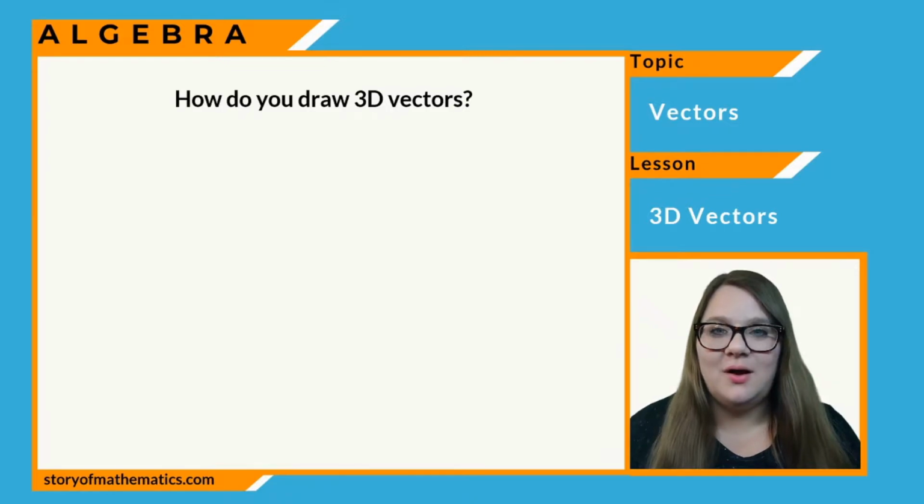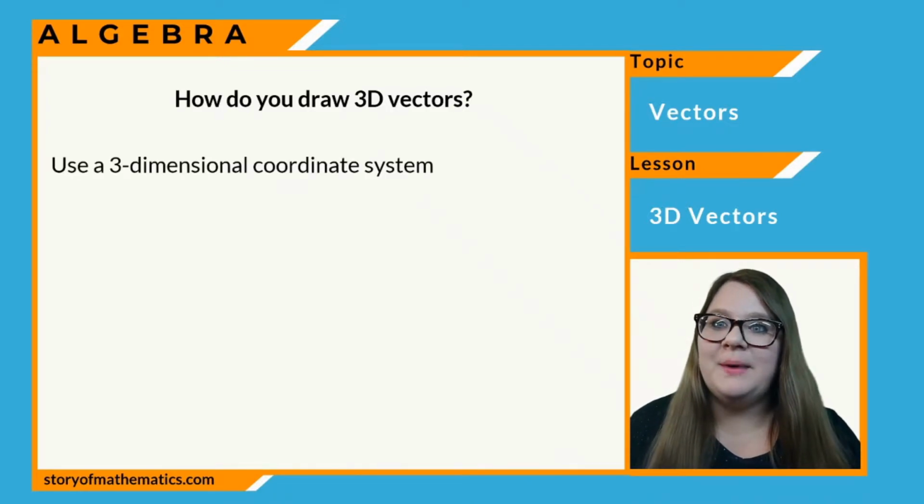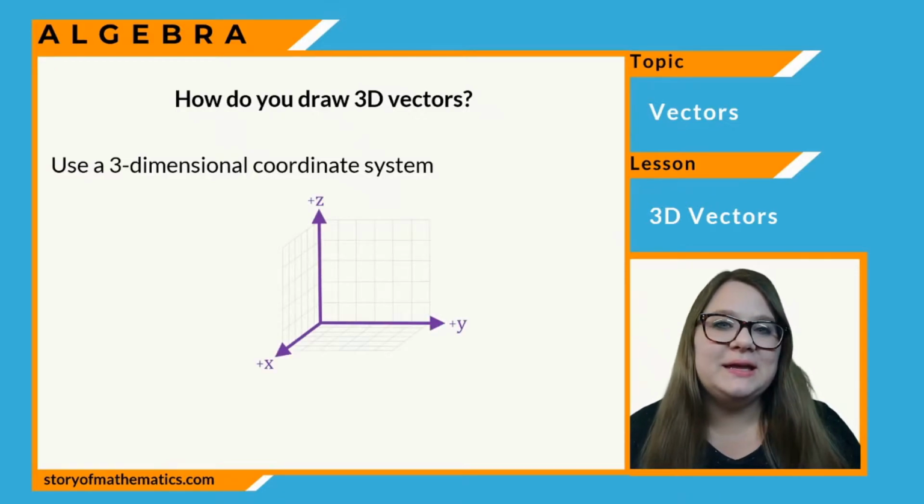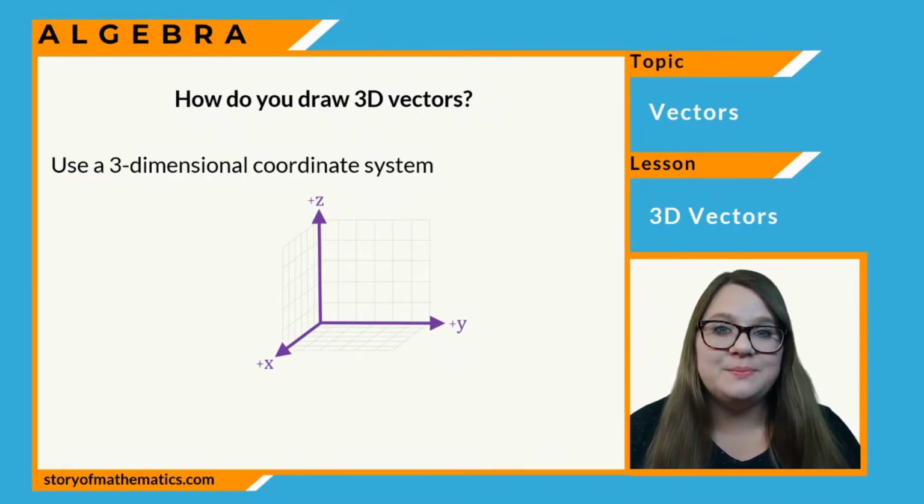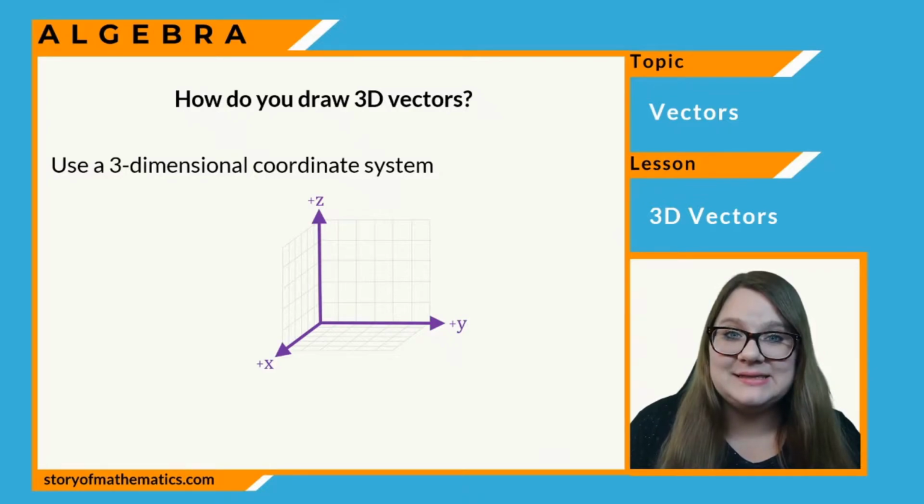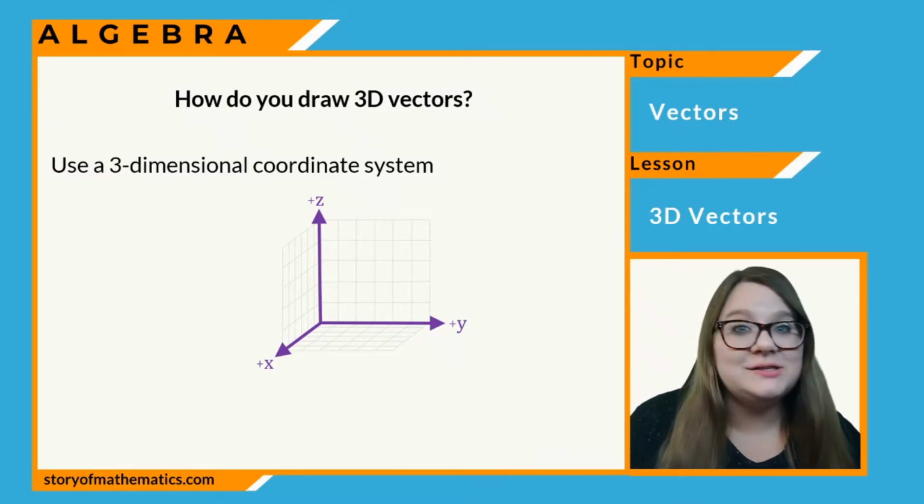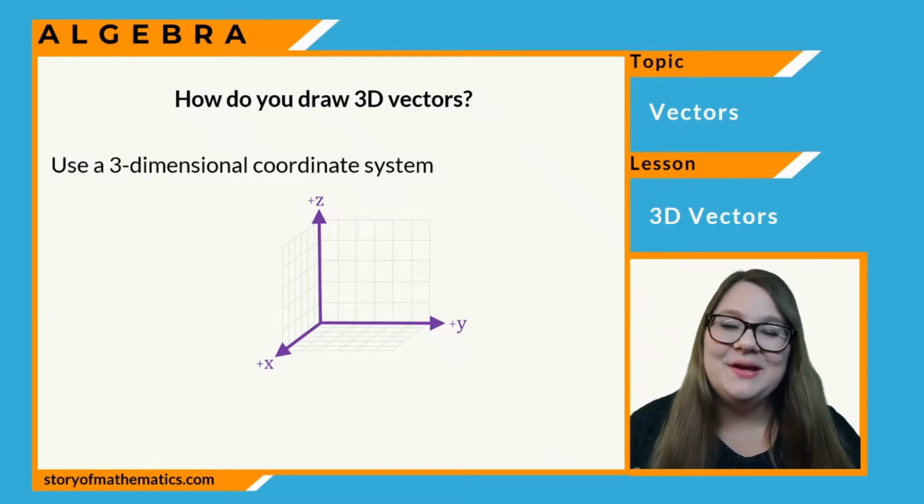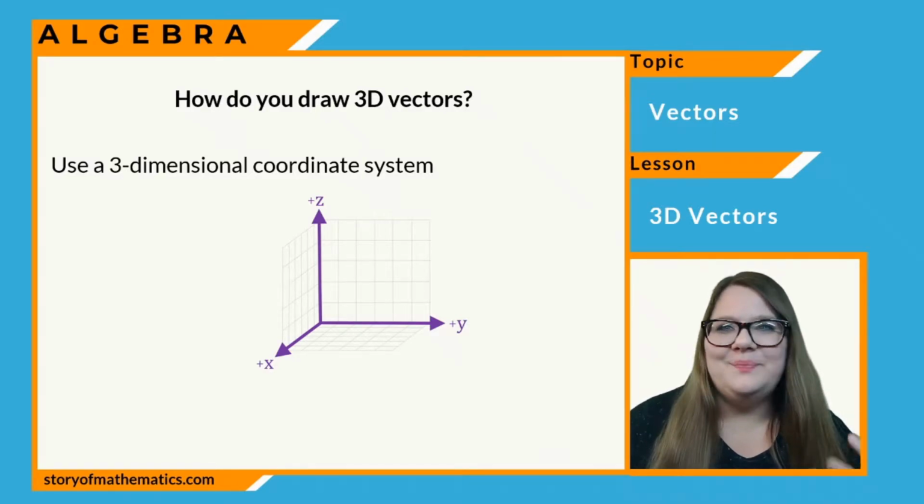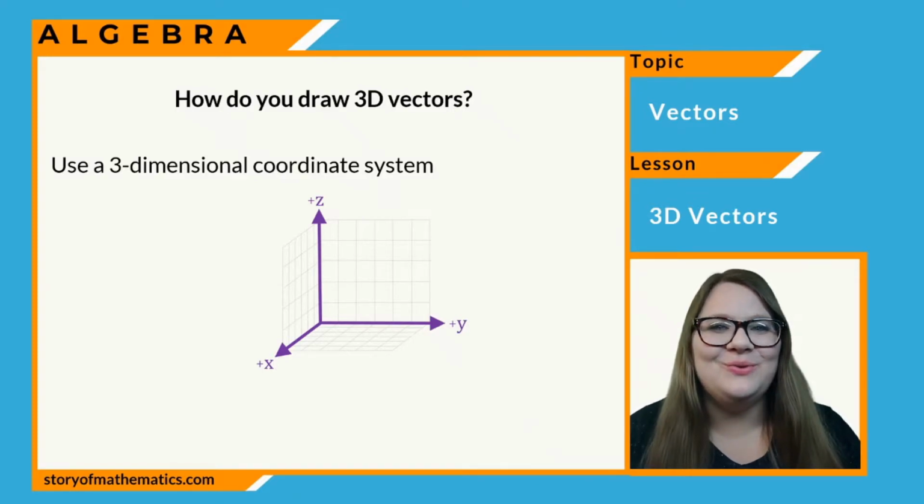When we draw three-dimensional vectors, we have to start by using a three-dimensional coordinate system. It might look something like this. This has the positive x, positive y, and positive z axes. You'll notice positive x comes kind of like out of the page, positive y is to the right, and positive z is up. So you have to do that little reconfiguration of how you view graphing.